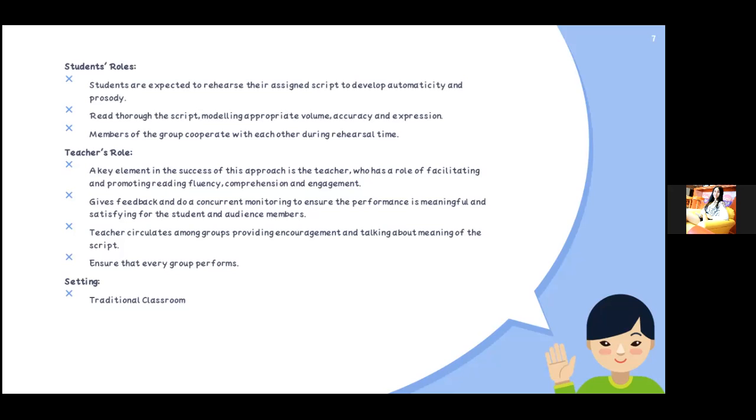So the good setting for reader's theater is the traditional classroom.